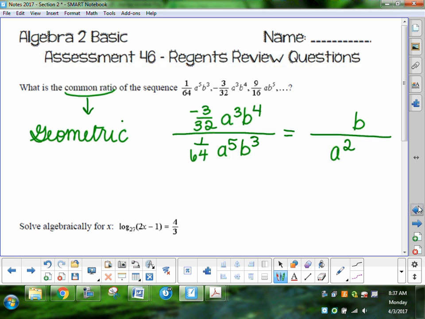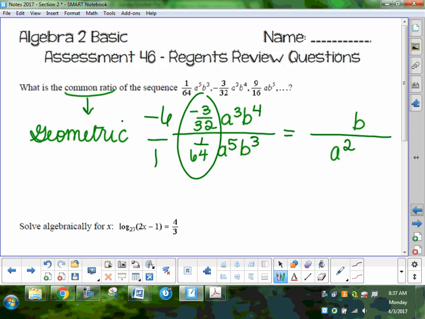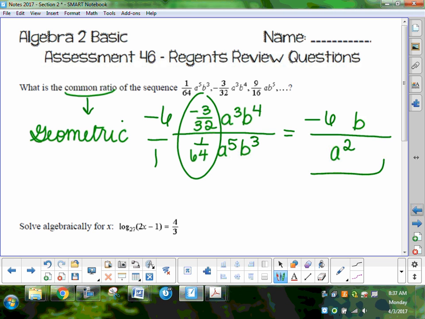And where is that negative 6 going to go? Because negative 6 is a fraction. This is the same as negative 6 over 1. So this would be your final answer. Questions on that? That's it.